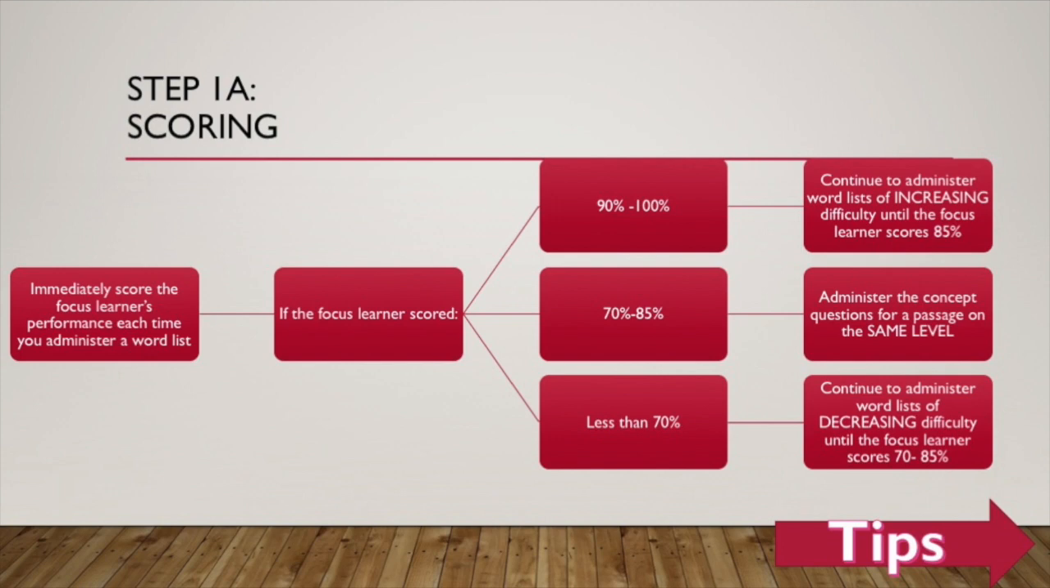If the focus learner continuously scores less than 70%, you would go progressively easier. So if you started at a level 5, you would go down to a level 4 and continue to decrease by 1 level until the focused learner earns between 70 and 85%.